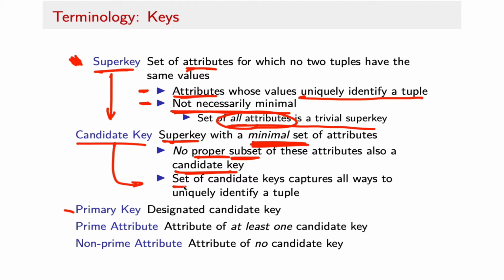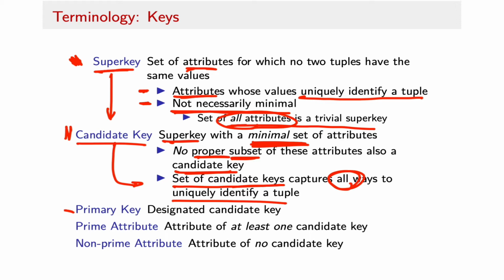So a set of candidate keys, all of the keys, captures all the different ways to uniquely identify a tuple. And again, that's just this same idea of a candidate, right? These are the possible keys that we might want to be able to use to identify unique values within this relation. Of those candidate keys, we can basically choose any one to use as our primary key.